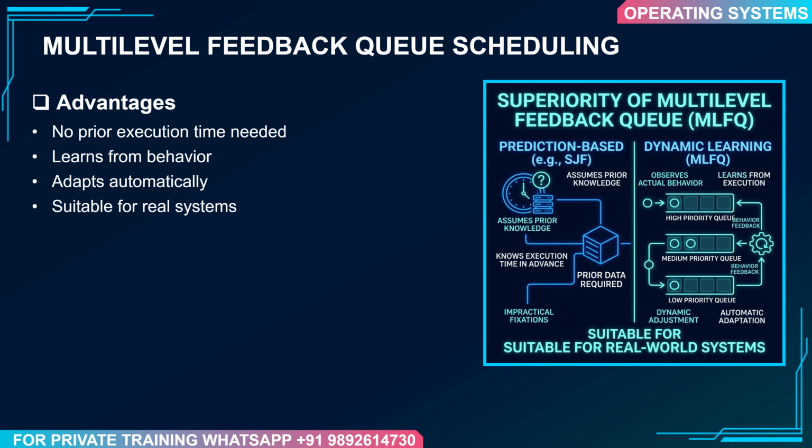Now, why is MLFQ considered better than many other algorithms? The biggest reason is that it does not require prior knowledge about processes. Algorithms like shortest job first assume that we know the execution time in advance, which is not practical. MLFQ learns from actual execution behavior. It adapts automatically, making it suitable for real world systems.